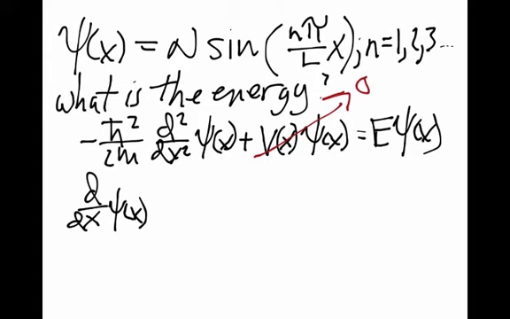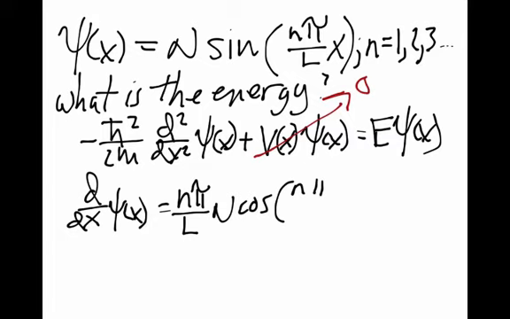First of all, if we're going to get the second derivative, we've got to get the first derivative. So d by dx of psi of x is equal to n pi over L, that pops out of the sine when you take the derivative, remember, back from calculus, times N. The sine turns into a cosine of n pi over L times x. Okay, well now let's take the second derivative.